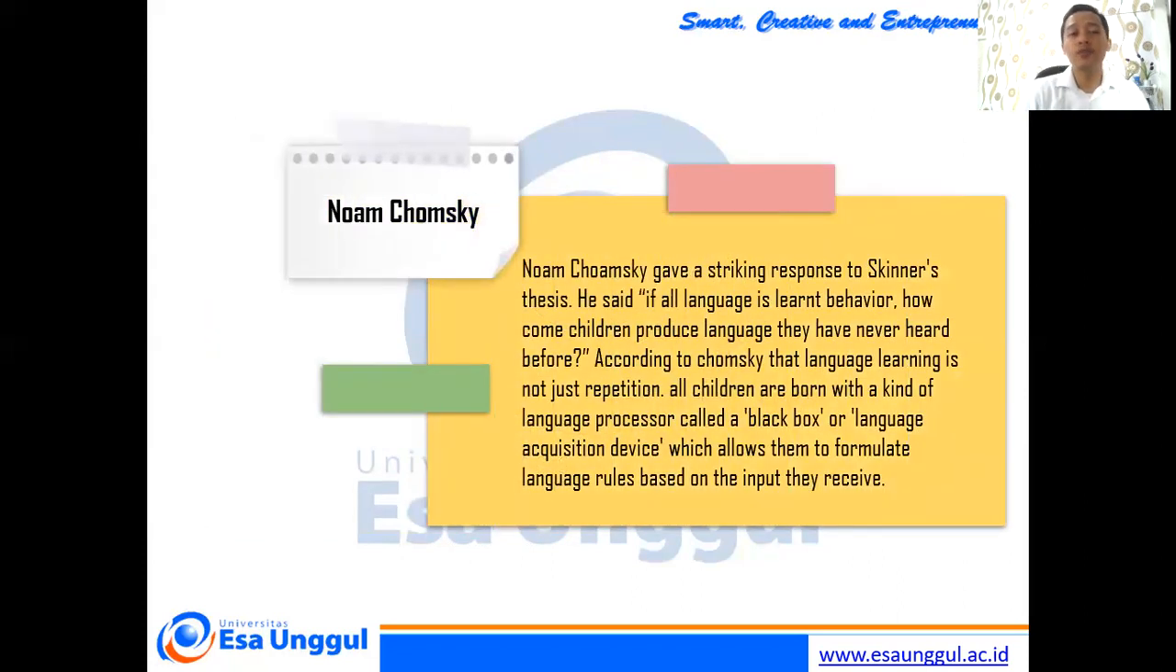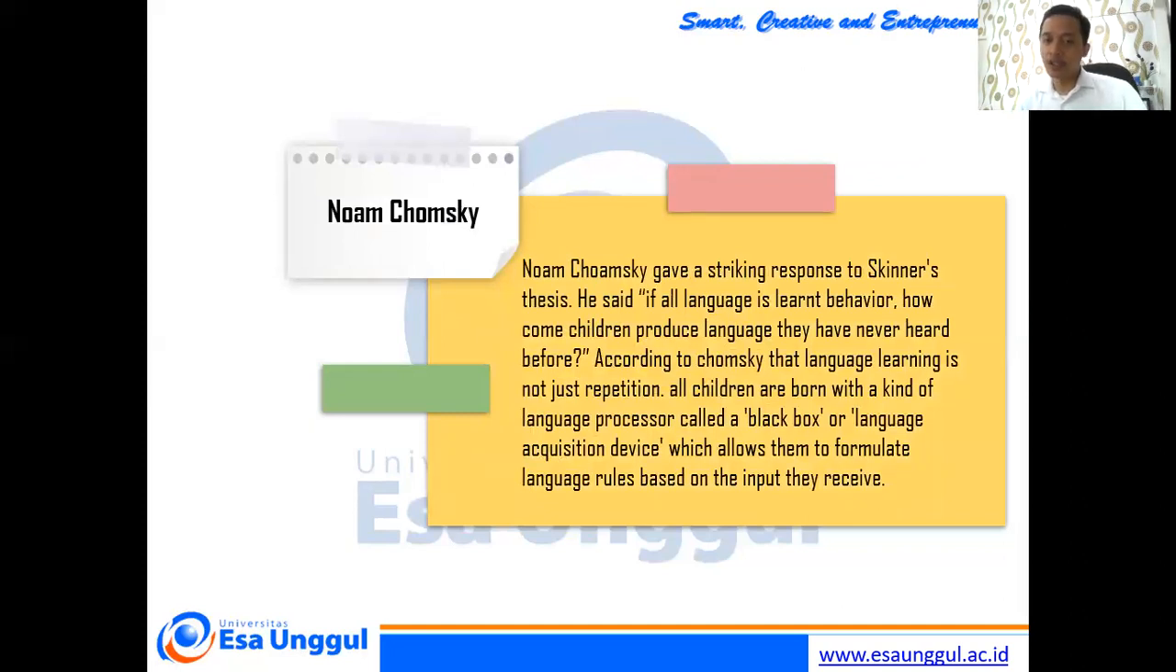However, according to Noam Chomsky, he gave a striking response to Skinner's thesis. He said that if all language is learned behavior, how come children produce language they have never heard before? This is also a good question. According to Chomsky, language learning is not just repetition, but all children are born with a kind of language processor called a black box, or language acquisition device, which allows them to formulate language rules based on the input they receive.